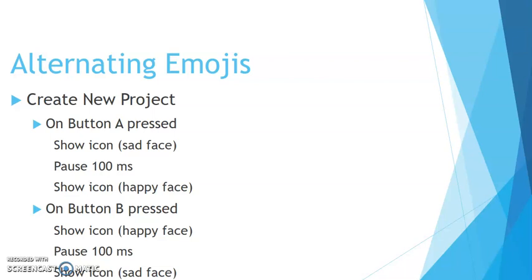So again, we're going to create a new project. We're going to call it alternating emojis. And this time when the A button is pressed, we're going to show a sad face, we're going to pause, and then we're going to show a happy face. And when the B button is pressed, we're going to start off with a happy face, we're going to pause, and then we're going to show a sad face. So we'll just go to makecode.com now and code this project.